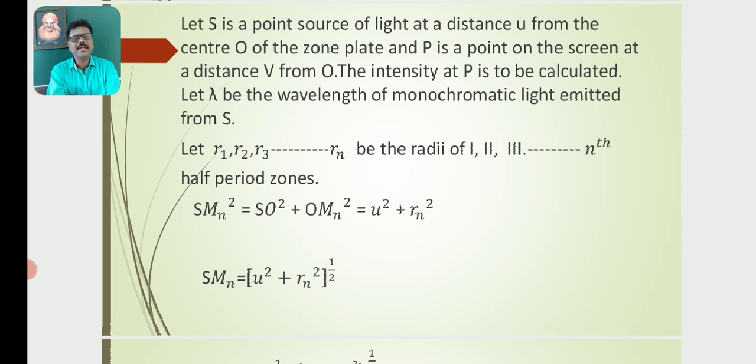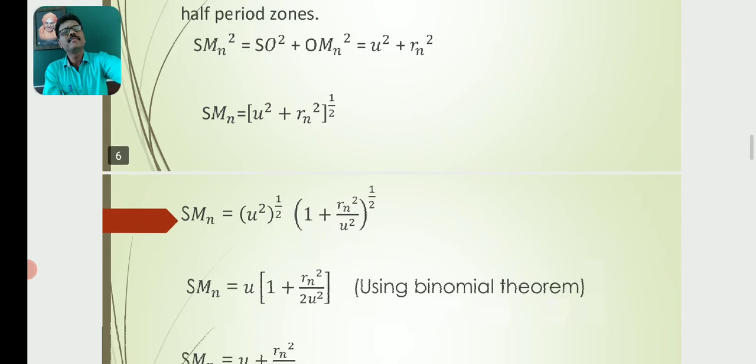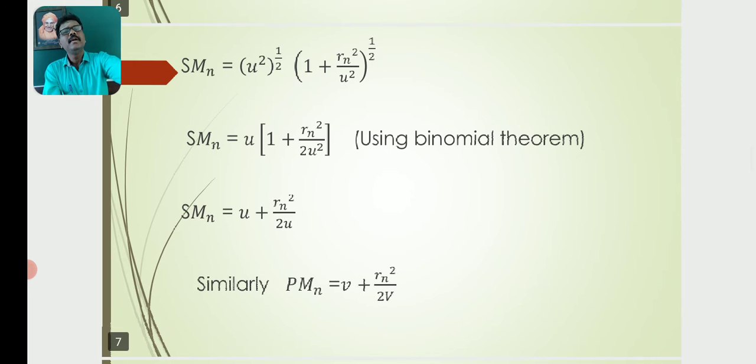Further, SMn is equal to U square plus Rn square all to the power of 1 by 2. So SMn is equal to U square all to the power of 1 by 2 into 1 plus Rn square by U square all to the power of 1 by 2. SMn is equal to U into 1 plus Rn square by 2U square using the binomial theorem. Then SMn is equal to U plus Rn square by 2U. Similarly, PMn is equal to V plus Rn square by 2V.